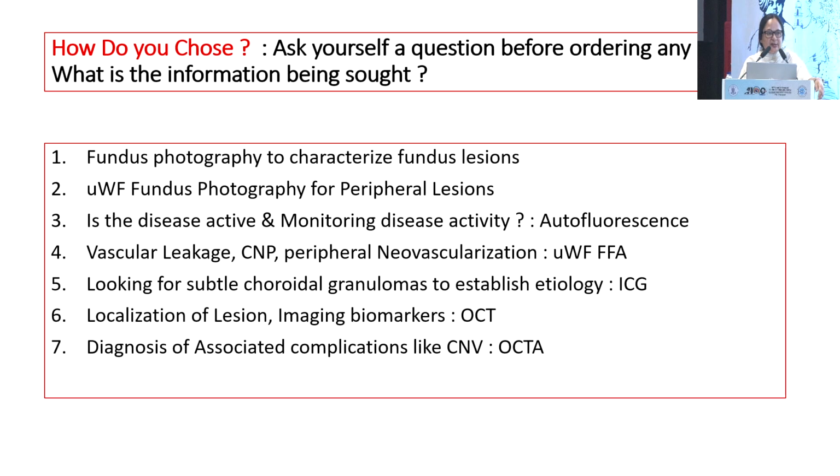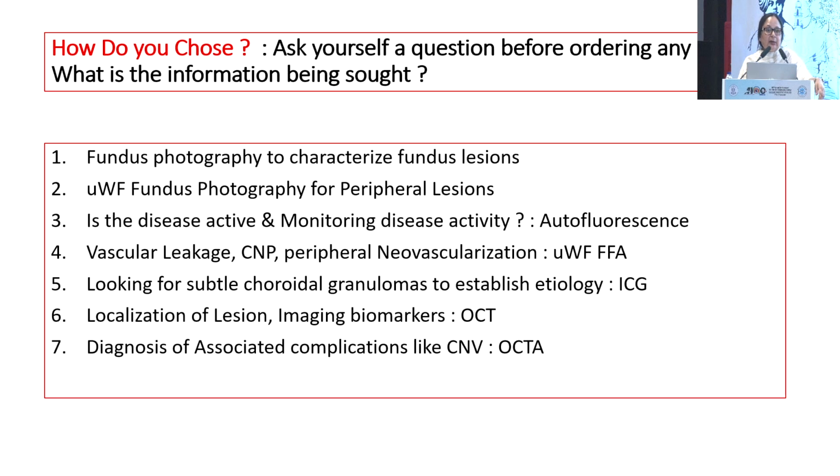To characterize the fundus lesions, fundus photography. If you want to focus on the lesions in the peripheral or post-equatorial retina, it's the ultraviolet field. Is the disease active and you want to monitor? Autofluorescence, many a times, may be combined with the OCT.